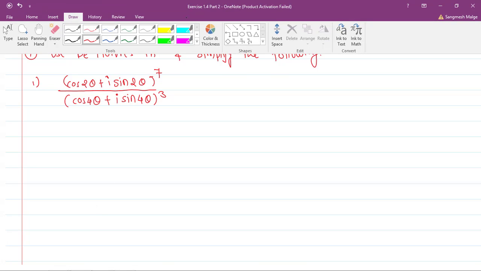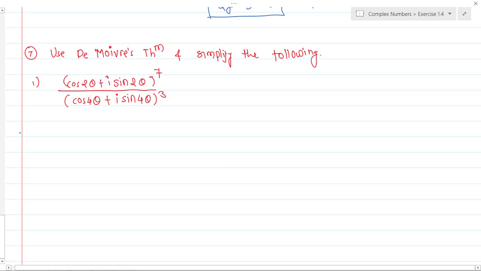So what does De Moivre's theorem say? Yes, anyone? What is this theorem? See, if we have cos theta plus I sin theta to the power n, this is equals to what? Give this n in the multiplication of theta. So this becomes cos n theta plus I sin n theta. This is what the De Moivre's theorem is.